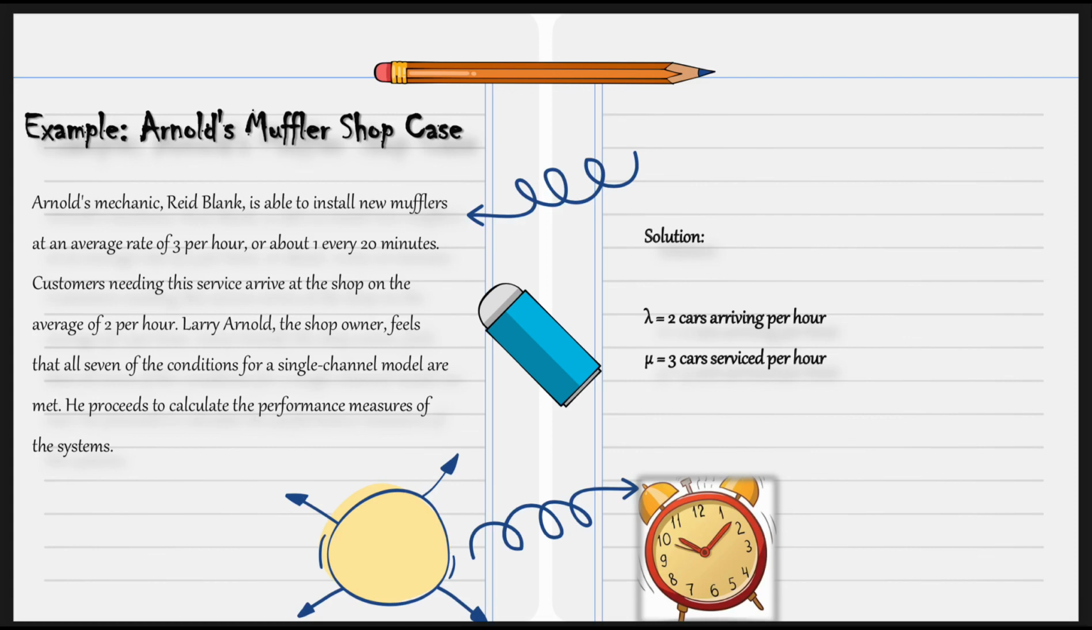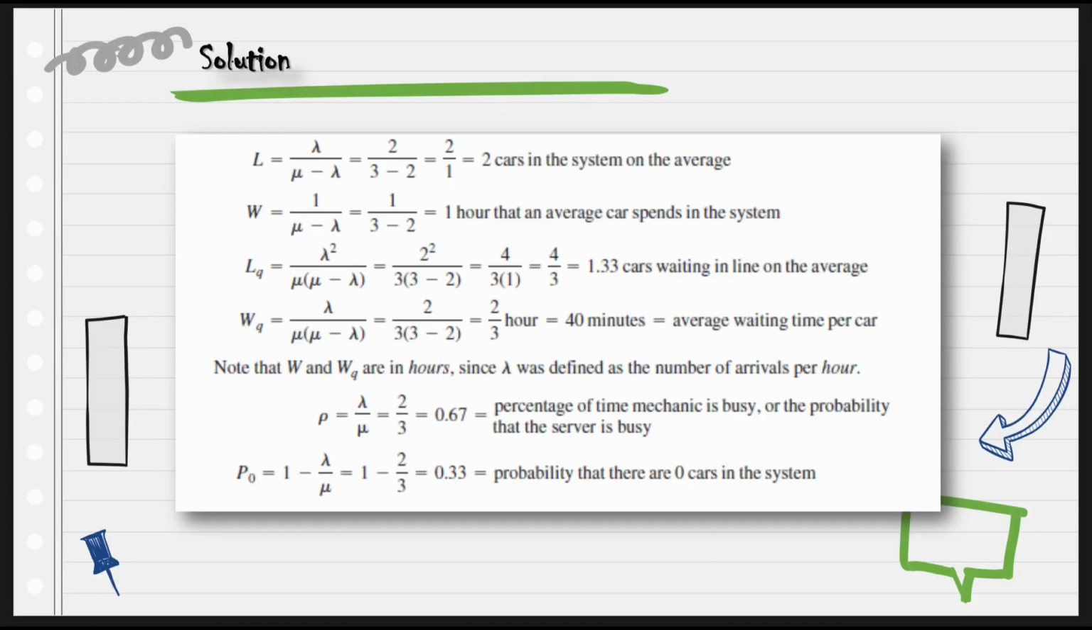So our given would be 2 cars arriving per hour, which is our arrival rate, and 3 cars served per hour, which is our service rate. So we have our solution here. First, we are going to solve the average number of customers or units in the system.